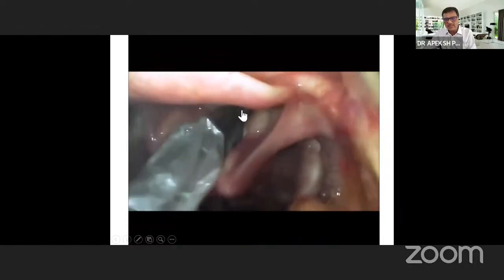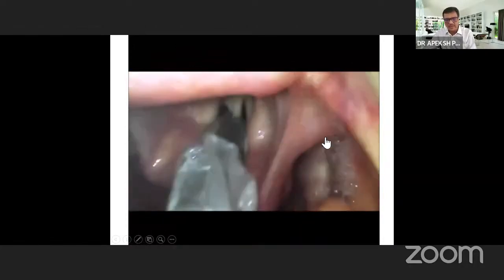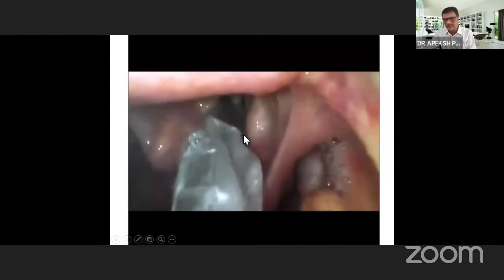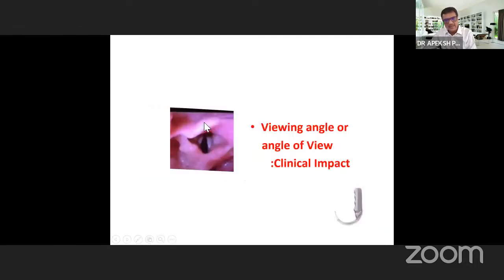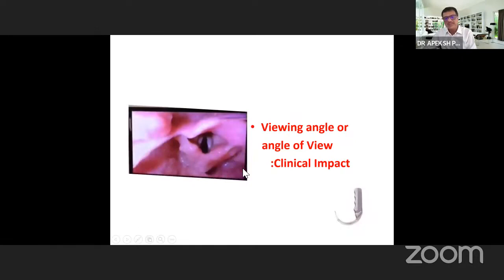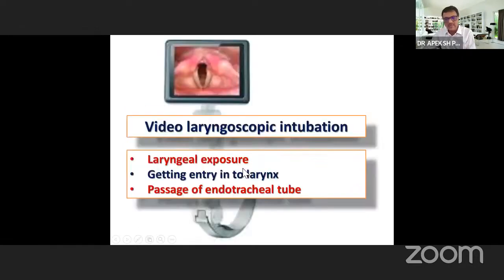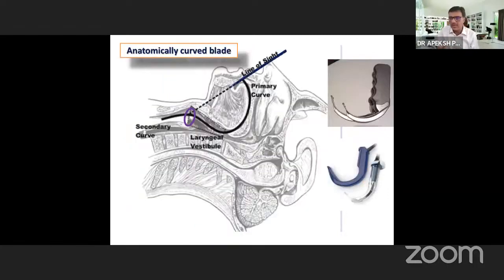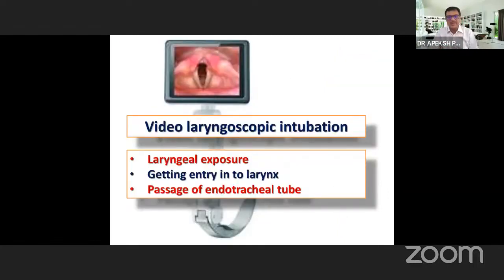This is the picture taken from the narrow angle camera. You won't see the adjacent structures near the larynx. If you have the wide angle camera, you will see the adjacent structures. So when you are using the wide angle camera, you can maneuver the tip towards the larynx because the tip is visualized much earlier compared to the narrow angle camera. So that's about the laryngeal exposure.